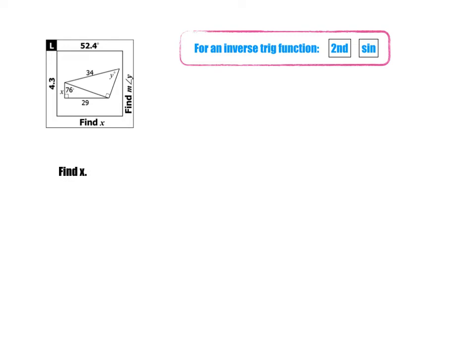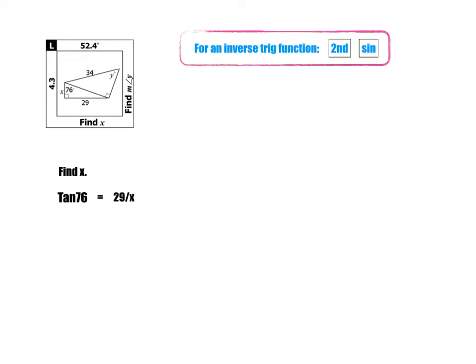Okay, so from x, we know 76 is an angle and we know 29 is a side. So we always start from the angle, 76. From 76, side 29 is what? It's going to be the opposite, and x is going to be the adjacent. So opposite and adjacent is tangent. So we write tangent of 76 equals 29 over x.